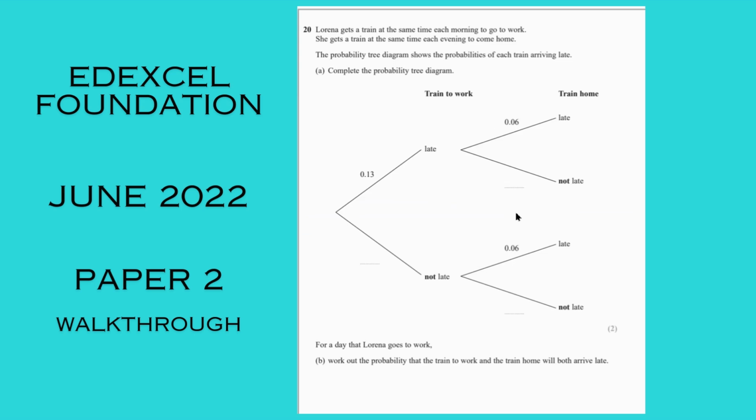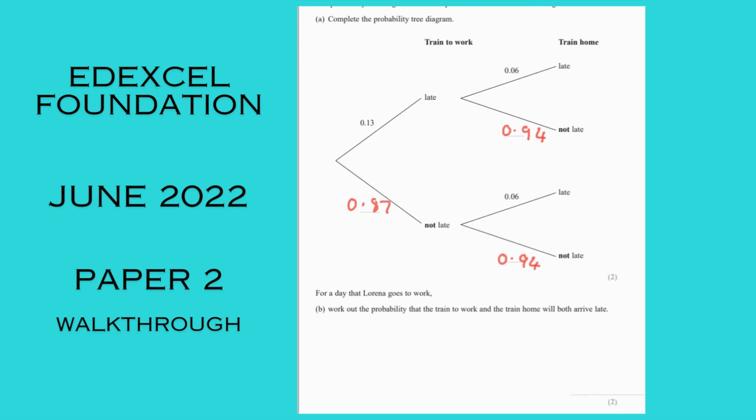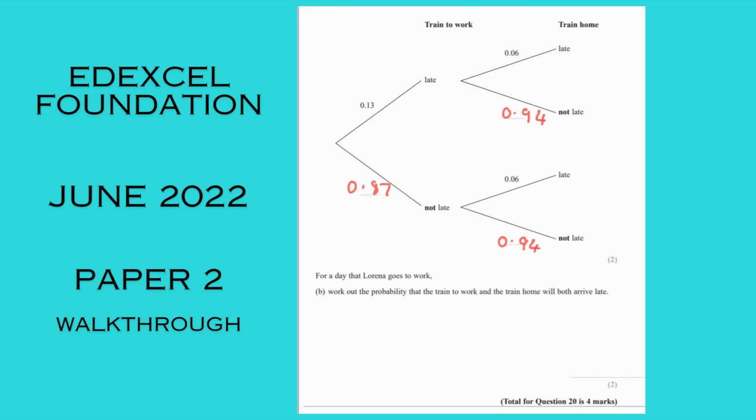Good old probability trees, nice and simple. Don't overcomplicate, like I've always said. Use your calc if you need to, so you don't make any daft mistakes. Take that away from 1. Take that away from 1. Take that away from 1. No risks. Next one, Lorena goes out to work.